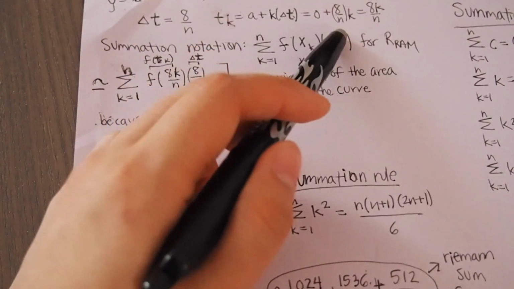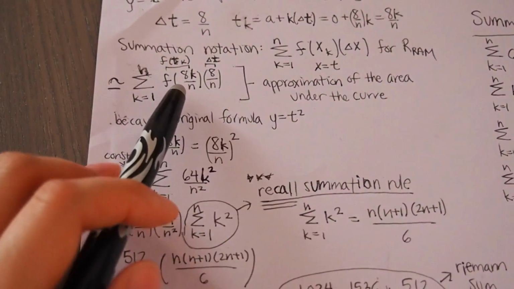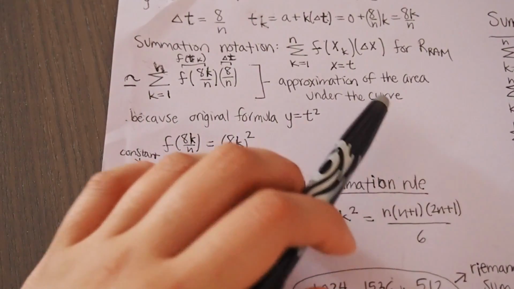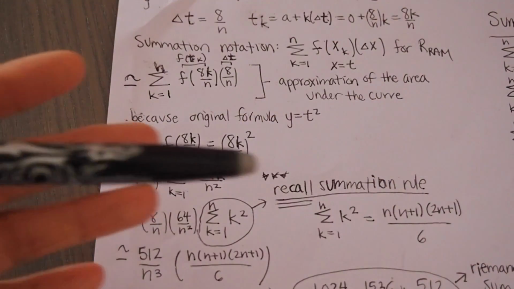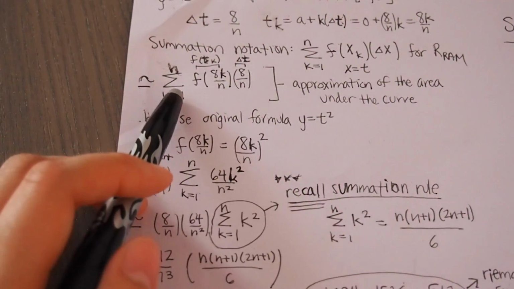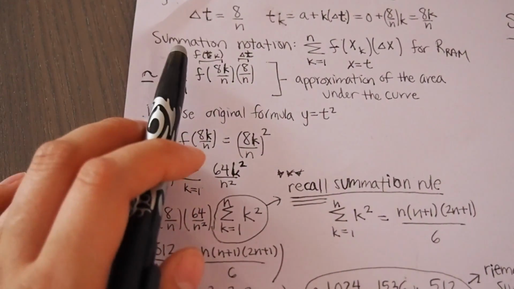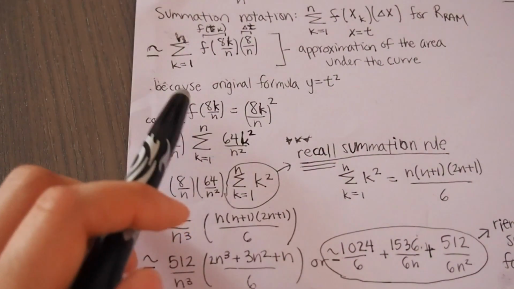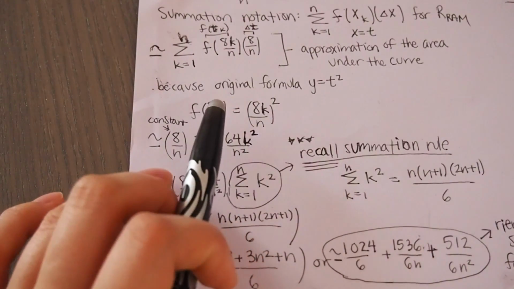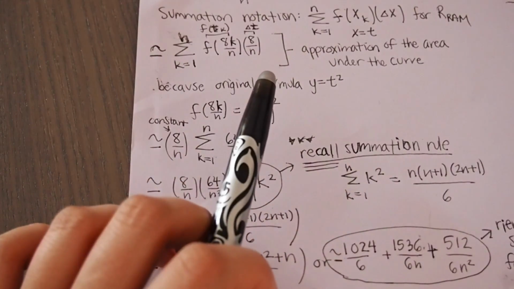So we're going to replace what we know and what we solved for in terms of this formula. We get the approximation of the area under the curve, or the right Riemann sum of whatever curve we have, equals the summation of f of 8k over n times 8 over n from k equals 1 to n. Instead of this f of 8k over n, we're going to replace it in terms of the equation. So we find that t squared is actually going to equal 8k over n, squared.